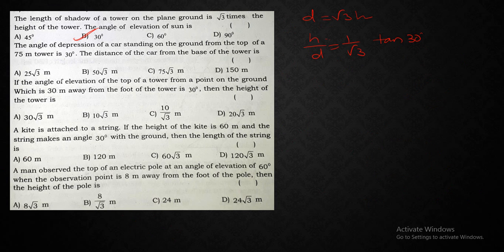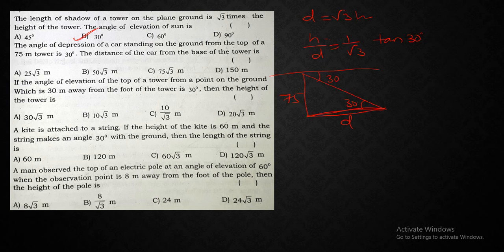The angle of depression of a car. So here we got a problem on depression. So angle of depression of a car standing on the ground from the top of a 75 meters tower. So this is 75 meters, is 30 degrees. So if this is 30, then this is also 30, because alternate angles are equal. Next, what is asked? The distance of the car from the base. Distance of the car from the base. Right? Now, by using this concept, what we can say?